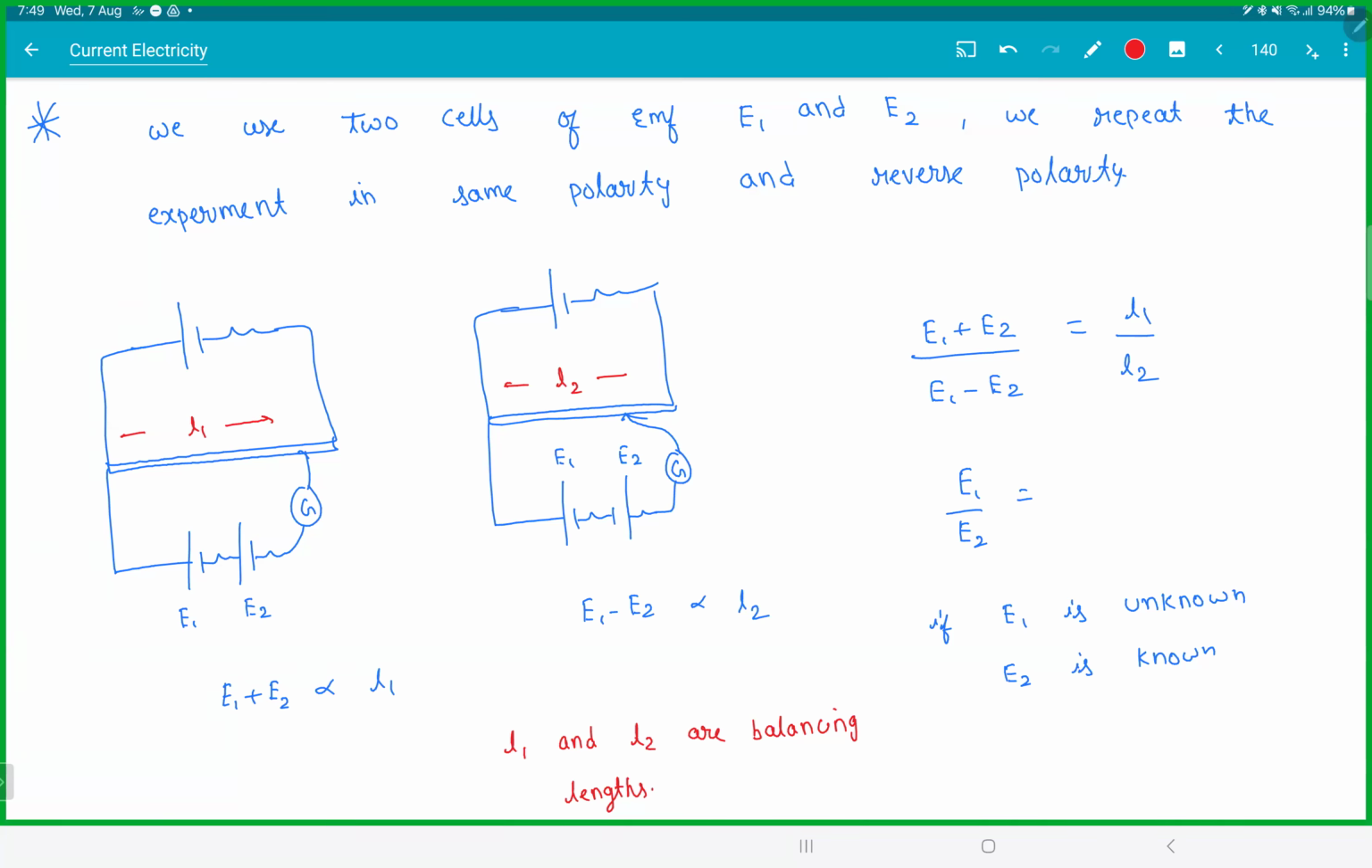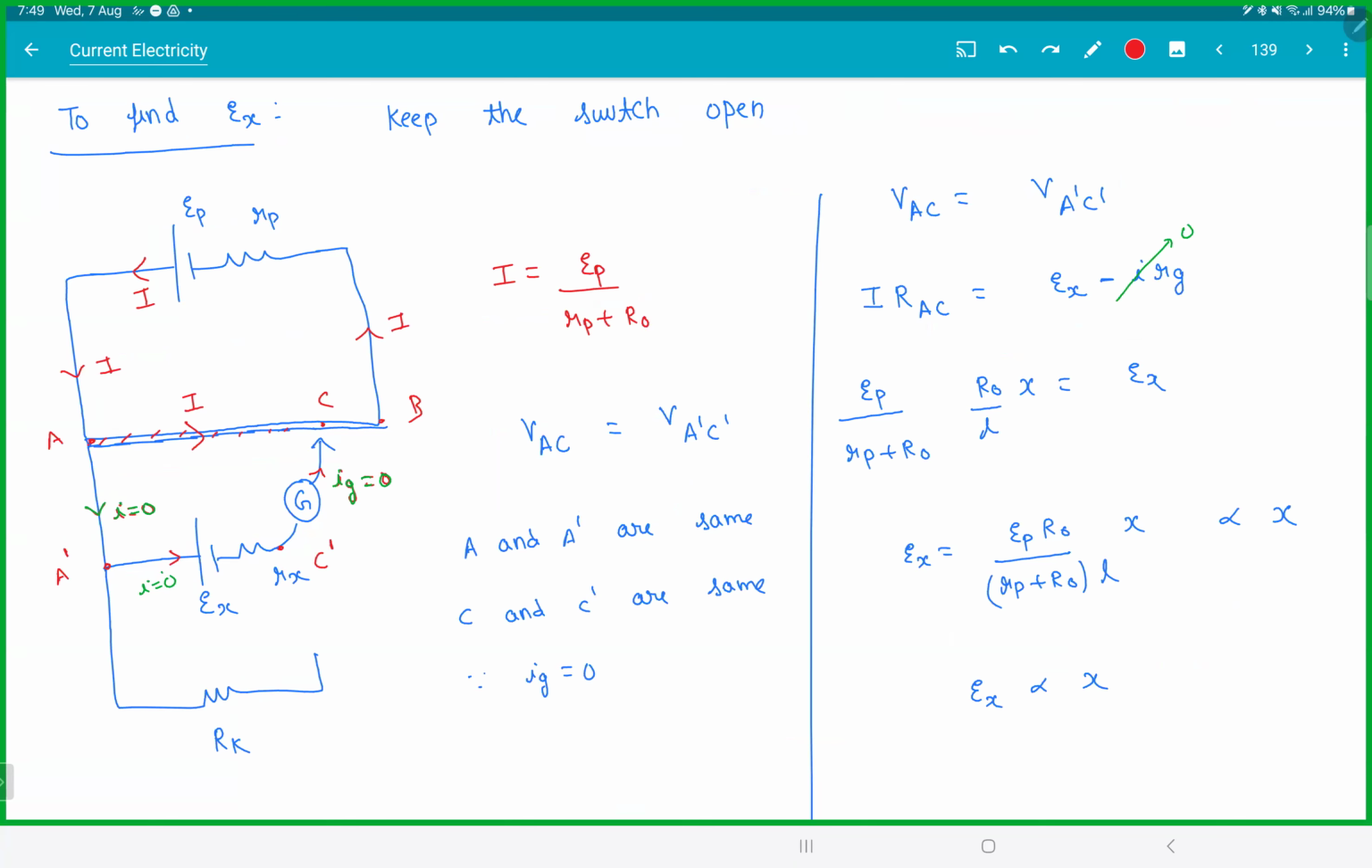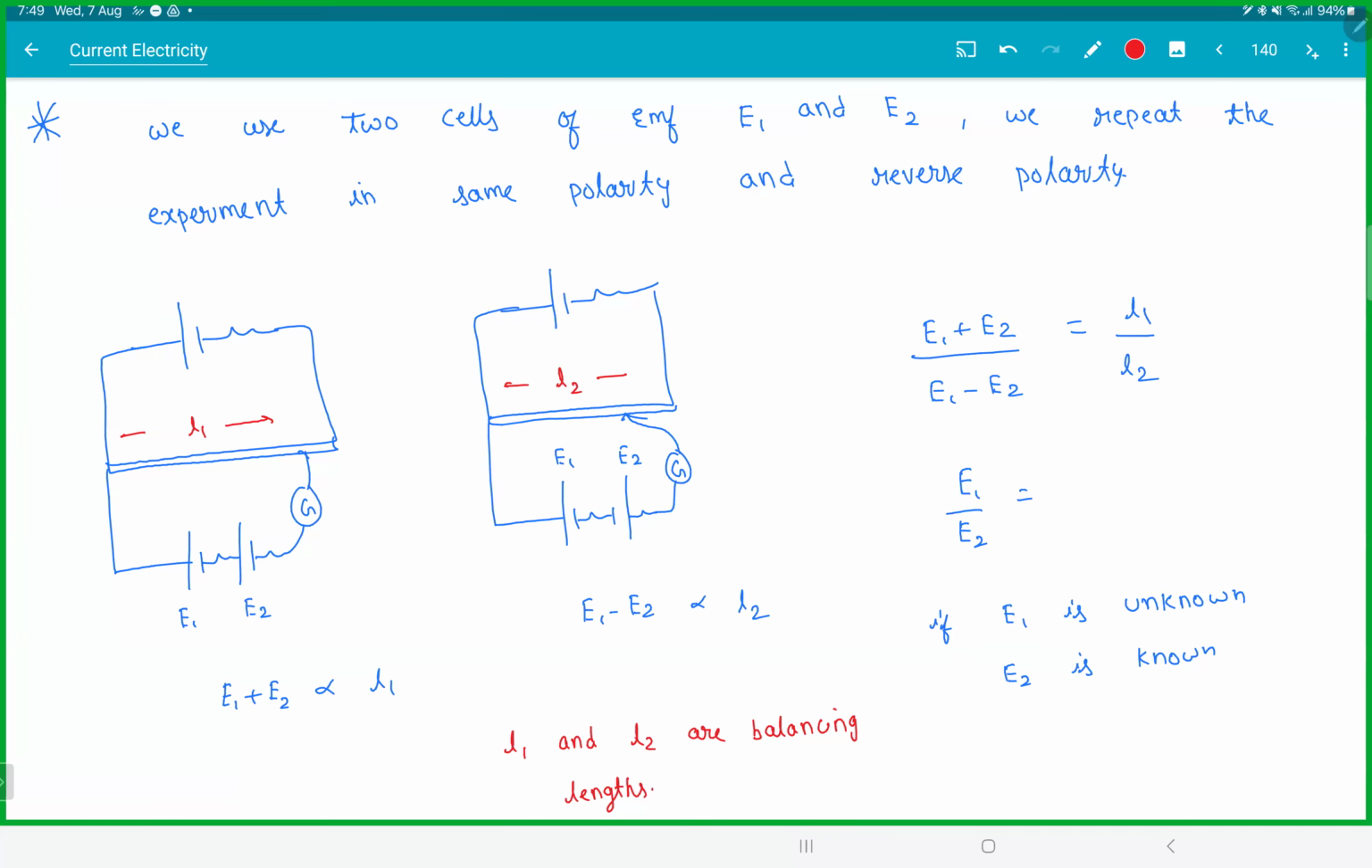Next thing, how do you find Rx? Any doubts, please ask me. I hope the method was clear. This was a better method because you don't want to find that constant. You take one battery unknown, one known, put them in polarity, you'll get some length. Put the reverse polarity, some length, take the ratio, you'll get the answer. This is what they use in the labs. No one actually measures the potential gradient and all that.